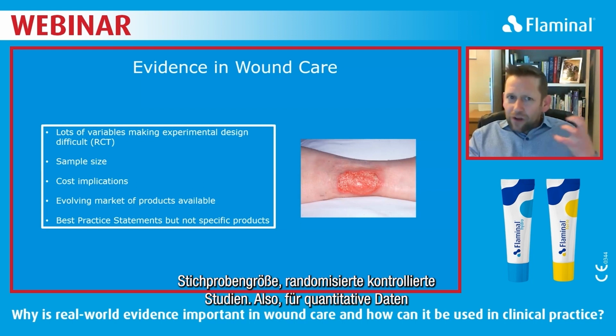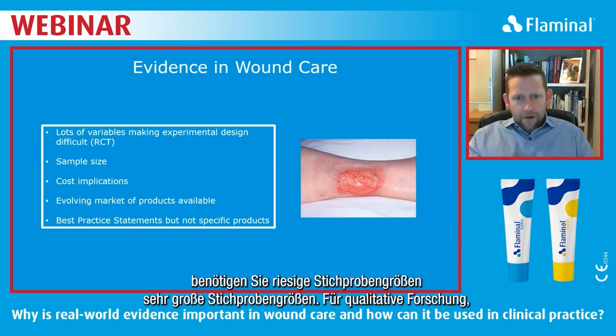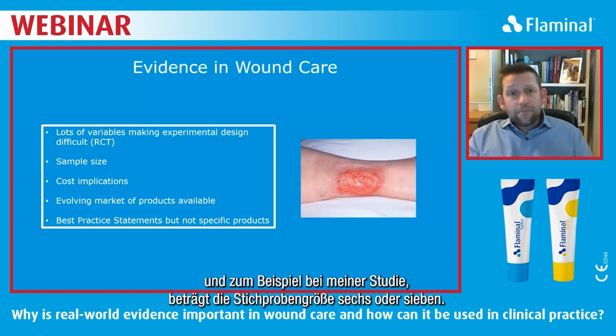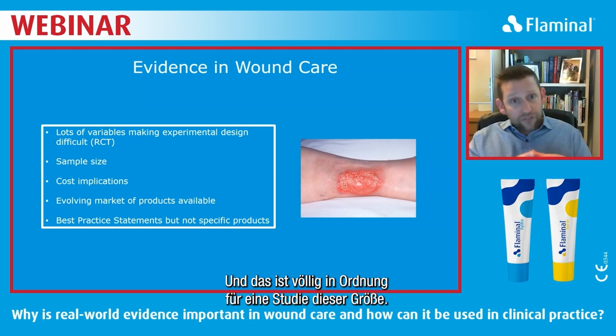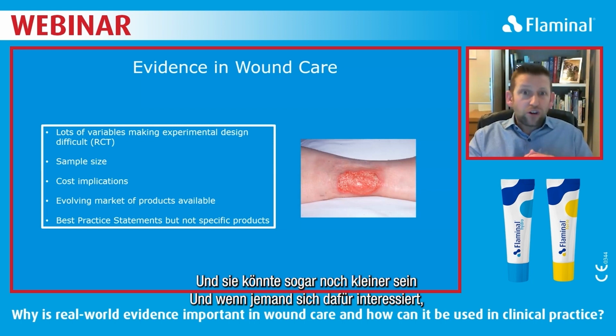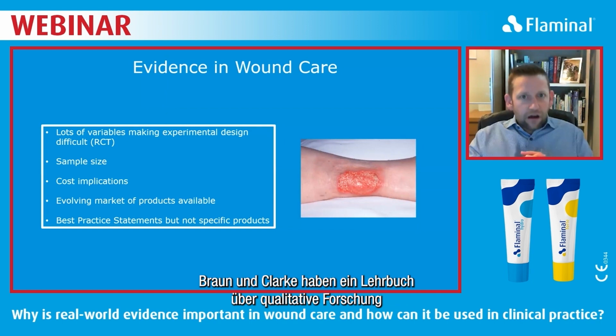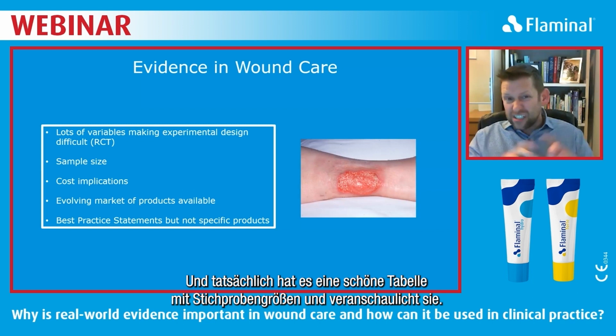Sample size. Randomized controlled trials, so for quantitative data, you need massive sample sizes or very large sample sizes. For qualitative, the example of my study, my sample size is only 6 or 7, and that's completely fine for a study of that size. And you can actually have smaller, depending. If anyone's looking into that, Braun and Clarke have a textbook about qualitative research, and actually has a nice table on sample sizes and illustrates that to you.